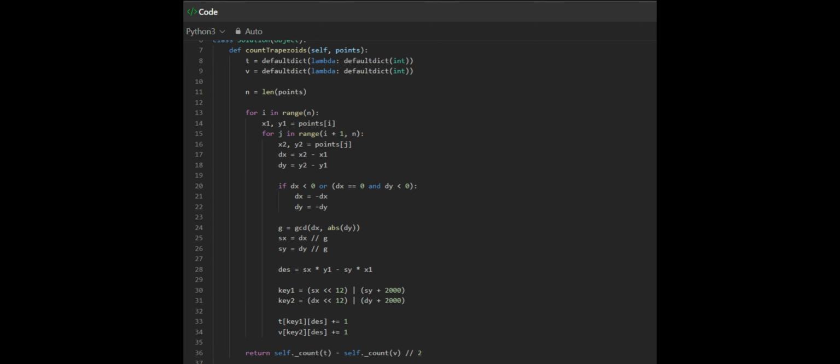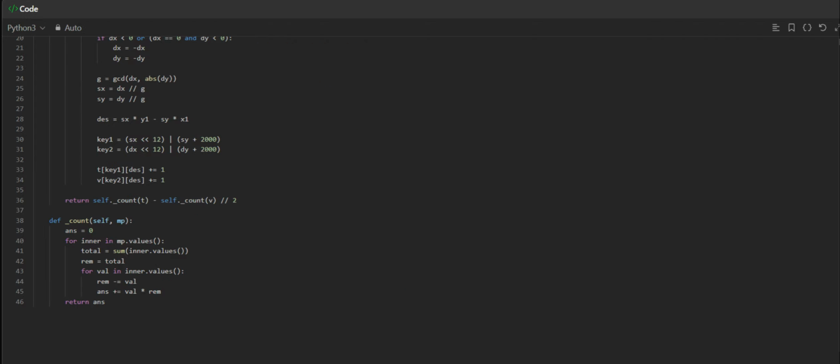We begin by iterating over every pair of points and computing the vector between them. From that vector, we extract its direction by reducing it using the greatest common divisor. This gives us a canonical slope vector, allowing us to treat all parallel segments consistently.